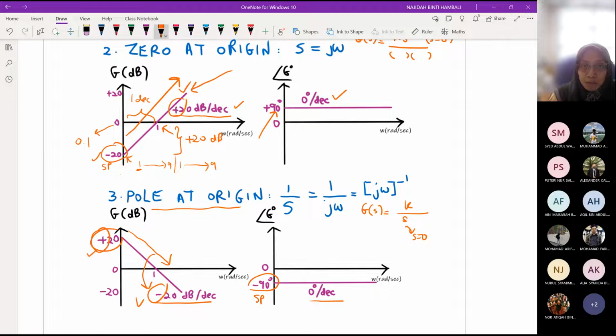The starting point for phase, zero at origin, is positive 90. The starting point for pole at origin is negative 90. This one.